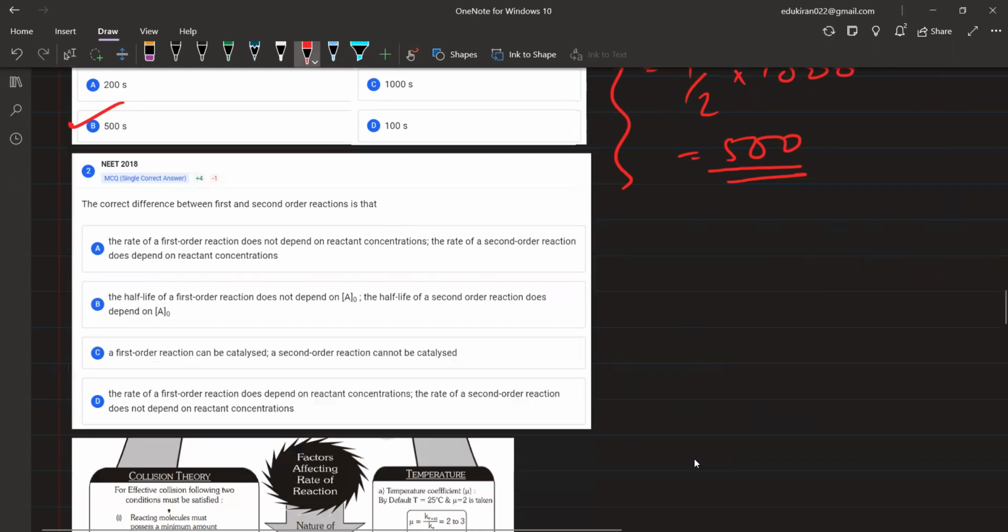Correct difference between the first and the second order rate reaction is that. अभी देख लीजिए इसको, because we have to do some others also. Time नहीं ज़्यादा बचा हुआ है. The rate of first order reaction does not depend on the reactant concentration: गलत statement. Half-life of the first order reaction does not depend on A0: correct statement. Half-life of the second order reaction does depend on A0: that is also correct statement. First order reaction can be catalyzed, or second order reaction cannot be catalyzed: false statement. All of the reactions can be catalyzed.